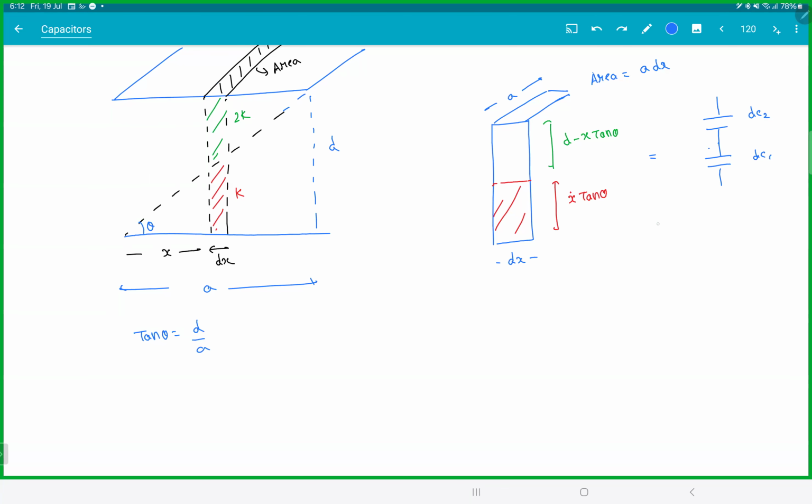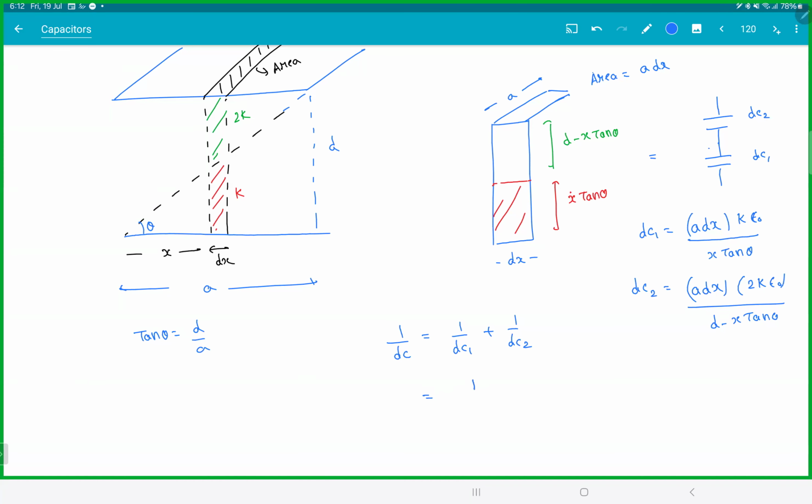So dC1 will be how much? dC1 will be area, which is a dx, into k epsilon, by the distance between them, x tan theta. Like A epsilon by D, in place of A we have a dx, in place of epsilon we have k epsilon, and in place of D we have x tan theta. dC2 will be, again, the area is the same, a dx, into k epsilon, and the distance would be d minus x tan theta. And both of them are in series. So 1 by dC is 1 by dC1 plus 1 by dC2.